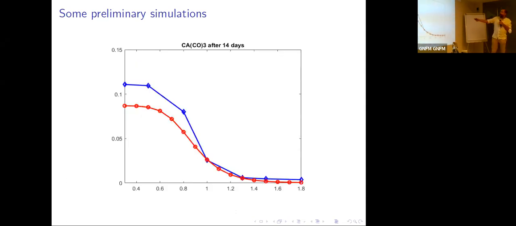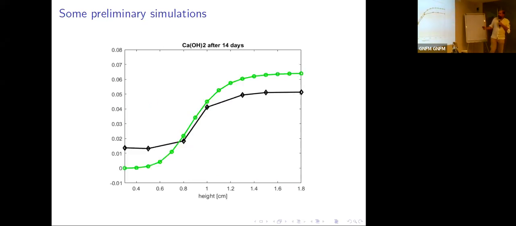Now, this is the calcium carbonate after 14 days. The blue line is the experimental data. The red line is our simulation. We can see that the simulation captures the main behavior, but in this case it underestimates the degree of carbonation in this part.